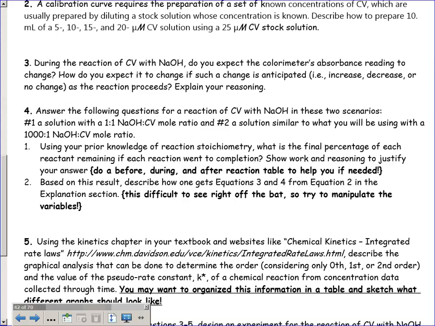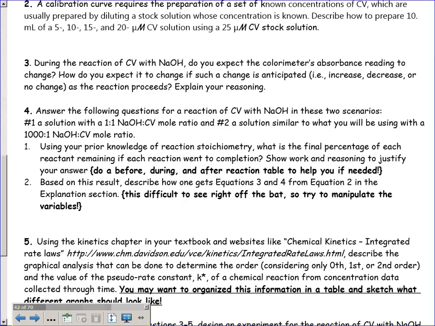Number 3, you guys did good on: do you expect the colorimeter's absorbance reading to change during the reaction? Yay or nay? Definitely, right? The absorbance is going to go down, because absorbance is reading how much light is absorbed by a concentrated species that happens to be colorful. Well, if it's no longer there, it's going to be transmitting light, not absorbing light. So the transmittance is going to go up, the absorbance is going to go down, and you need to have some reasoning there because you know a little bit how the reaction works.